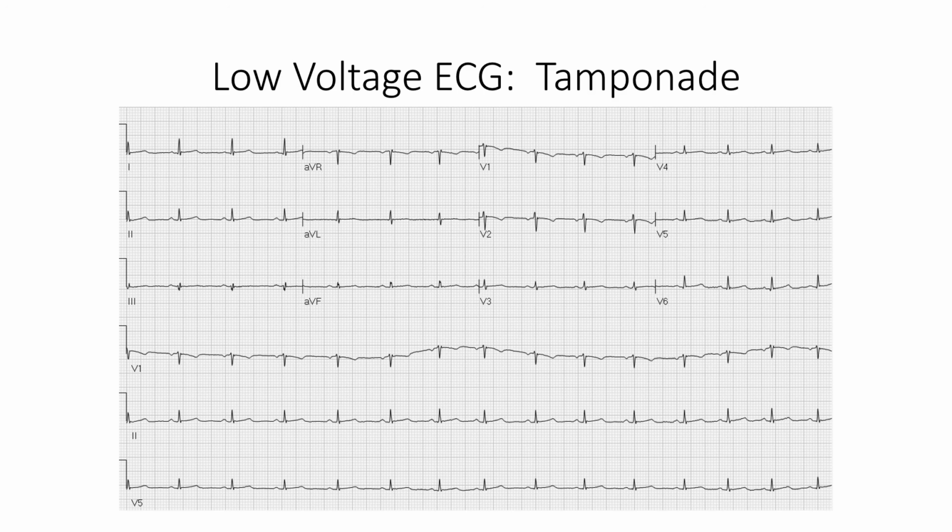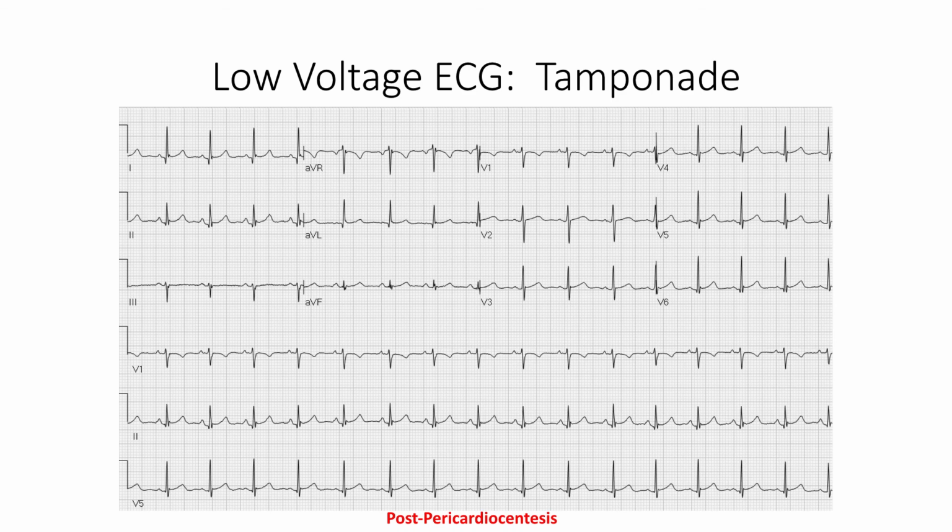Now look what happens when we insert a needle, called a pericardiocentesis, and we pull off a few liters of fluid. Look how the voltage is now increased in the limb leads. Now the limb leads have a voltage greater than 5 millimeters and greater than 10 millimeters in the precordial leads. Now that the fluid is not electrically insulating the heart's voltage, we get a much better view of what's actually going on as the voltage normalizes.